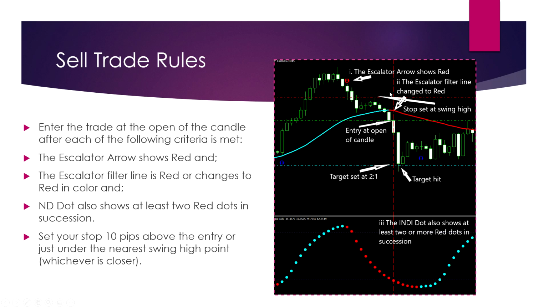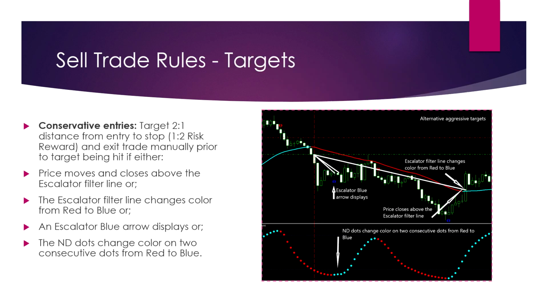And for the stop, it's the same thing. Just in this case, we are using the high, so the nearest high, or 10 pips, if the nearest high is more than 10 pips. For target, we are going to set it to 2 to 1.